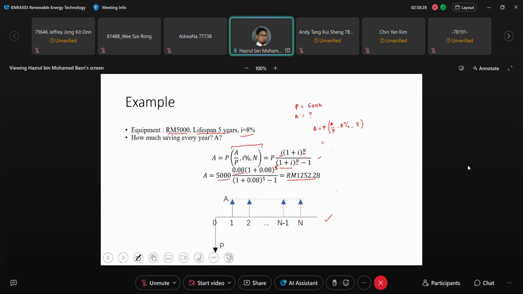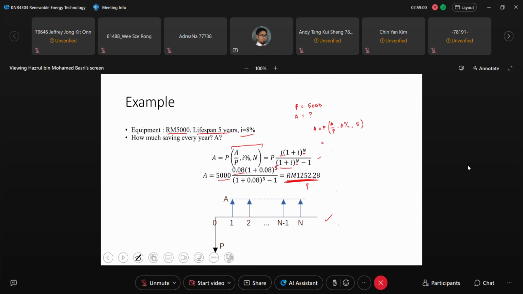So it means that if you want to make sure that the buying of the machine at least has what we call a break-even value, you need to make sure that every year you get at least 1,252 ringgit 28 cents. Okay, if you make every year less than this amount, meaning that it's not even break even. So the purchase of this machine is a losing situation, not a winning situation.